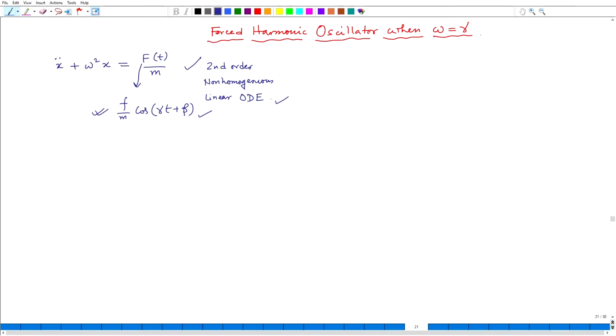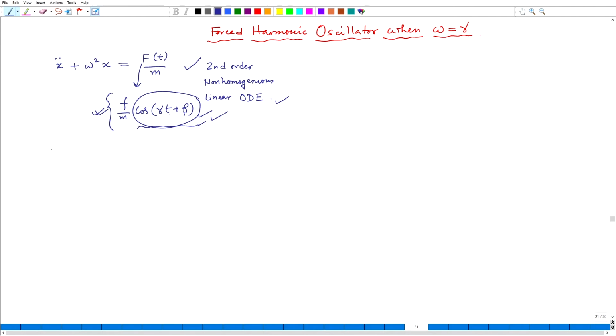Now, you will also see that in this type of cases, most often it is seen that finally the motion settles down with the same phase as that of the impinging force. That means the phase part of the displacement is actually very similar to cos gamma t plus beta, and actually is equal to some constant times cos gamma t plus beta.